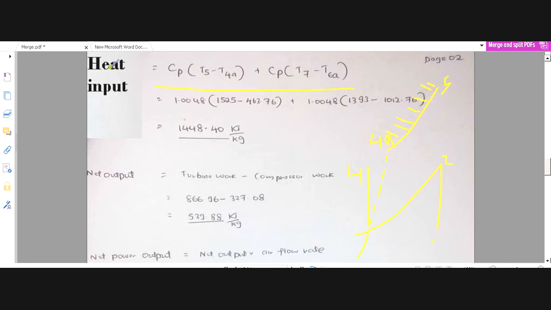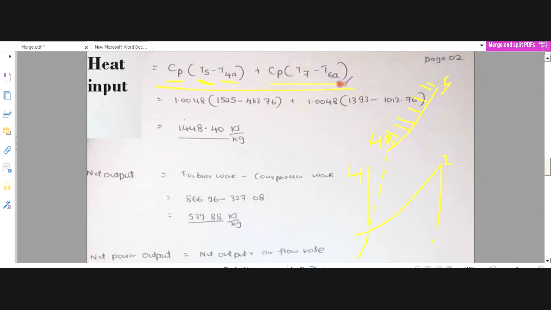So what is the formula? Cp times the difference between the final value, the higher value. So it is Cp times the final temperature, I mean the target temperature, minus the initial temperature where we started to heat. Cp times the difference of final temperature and the temperature that we started to add heat.